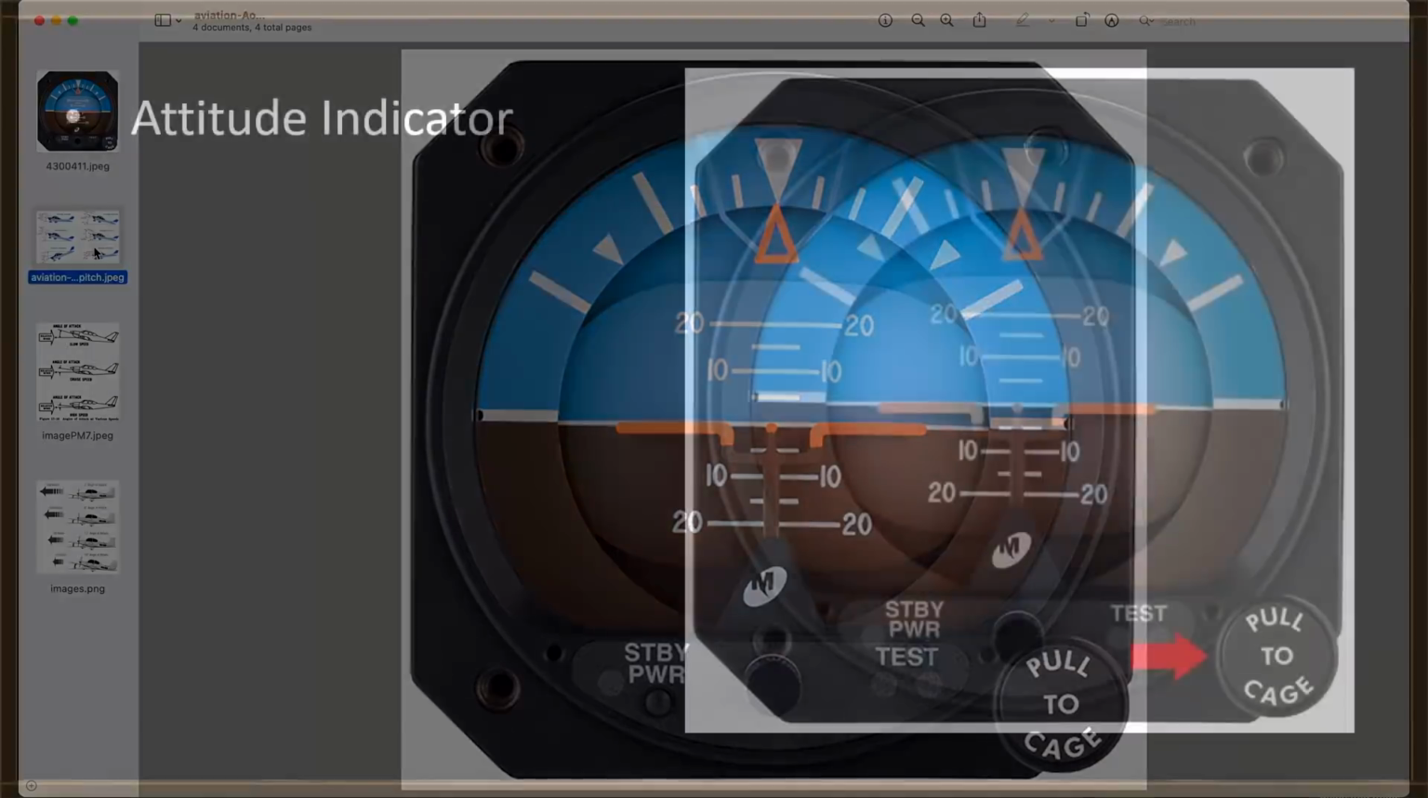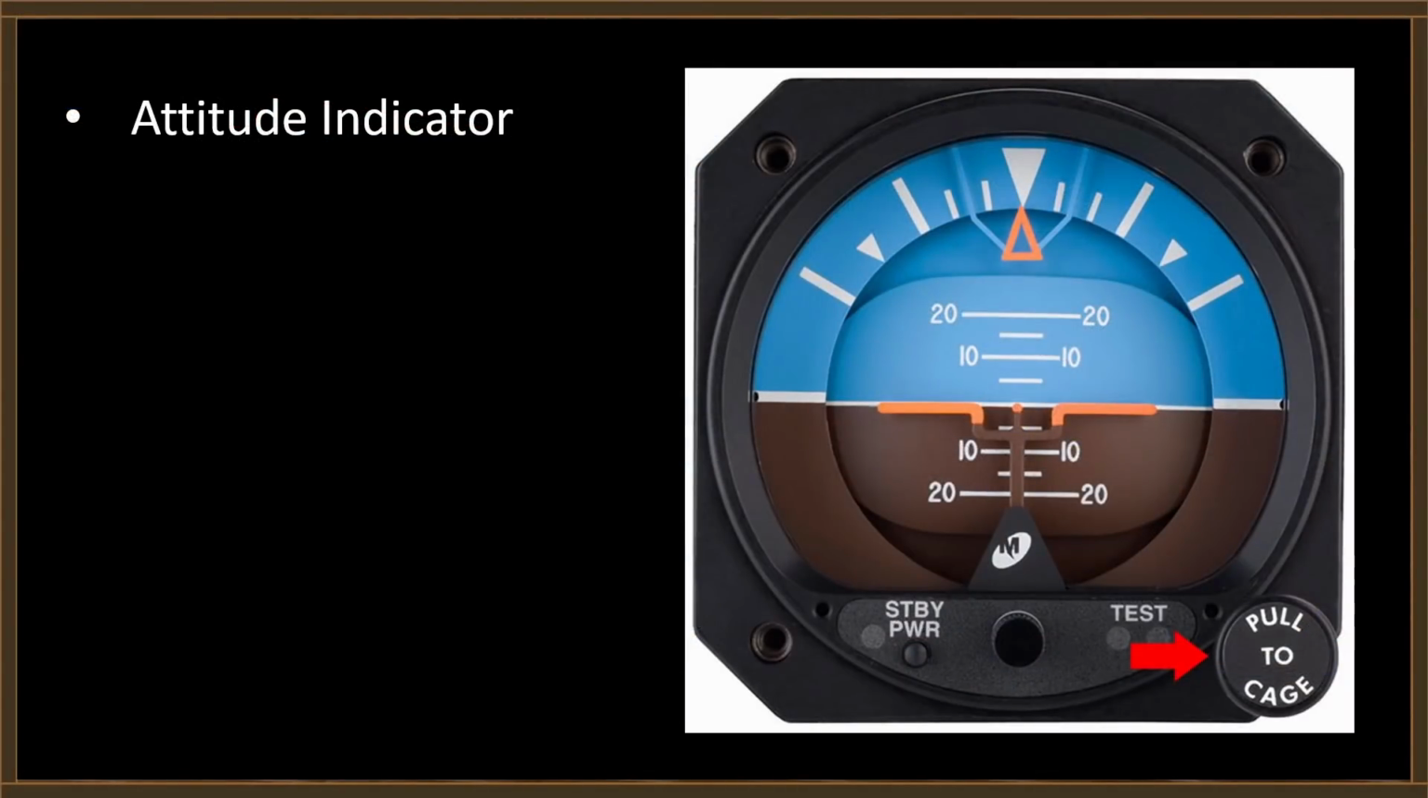I'm not sure why Brian bothered showing this. Yes, Brian, this is an attitude indicator. It doesn't tell you what kind of mood the airplane's in. It tells you whether you're pitched up or down, or whether you're banking right or left.